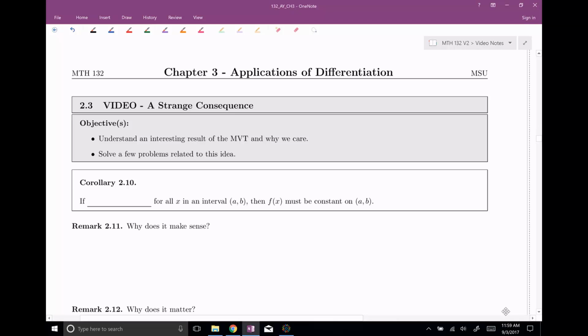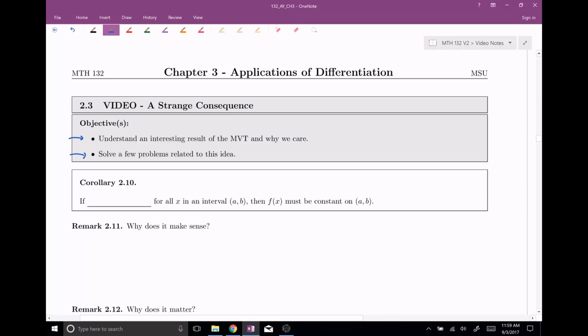This is a section about the mean value theorem, and we're talking here about a strange consequence of the mean value theorem. This is going to be a short video, but the claim is this is an important concept that will come back later in this chapter at the very end, and then again in chapter number 4 as well. So we're going to try to understand this interesting result of the mean value theorem, and then we're going to try to solve a few problems related to this idea.